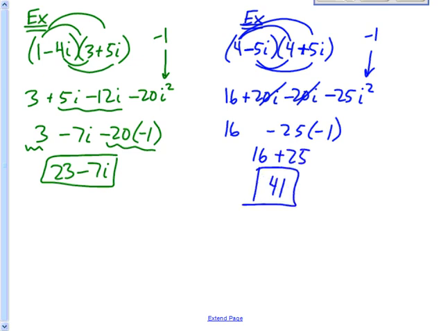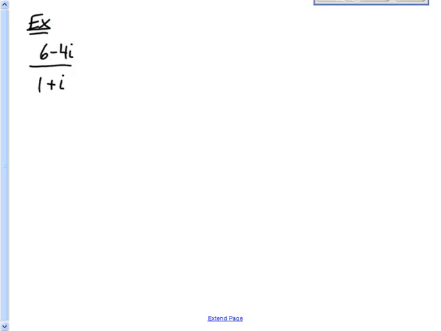Hey, what happens here? We end up with a real number. So when you're multiplying two conjugates, you end up with a real number. Now that plays into division, because in division, again, we want to simplify this so it looks like a plus bi. And the problem is I don't want any i's on the bottom, right? So what am I going to multiply this by? Well, I'm going to multiply by the conjugate.